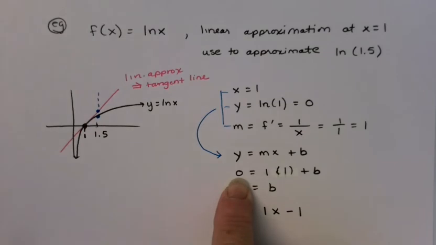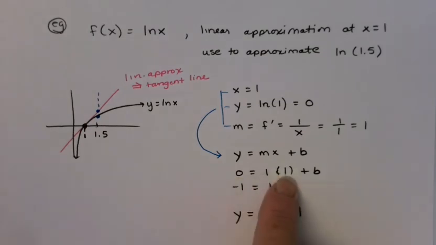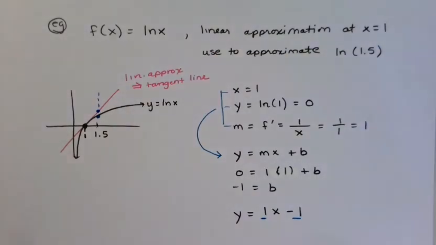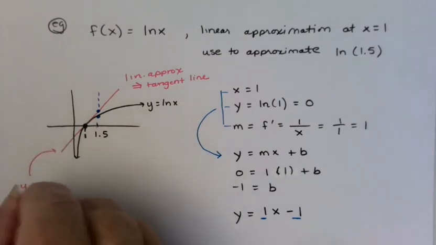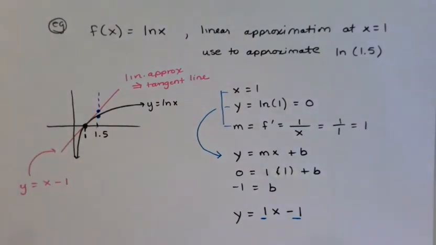And here that is. Y is 0. Both m and x are 1. And that allowed me to solve for the b value, negative 1. And so with a slope of 1 and a b of negative 1, there's the equation of my tangent line. Y equals 1x minus 1. And that's the equation of the linear approximation. Y equals x minus 1.